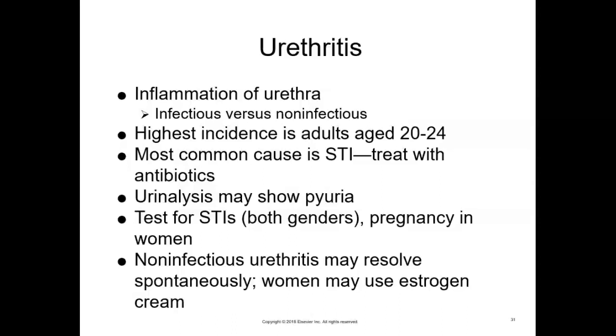Urethroscopy may show low estrogen changes with inflammation of urethral tissues. Non-infectious urethritis symptoms usually resolve spontaneously over time regardless of treatment. Postmenopausal women often have improvement of symptoms with the use of estrogen vaginal cream.